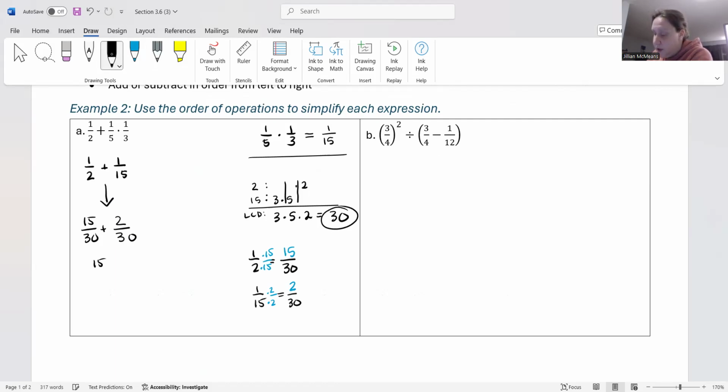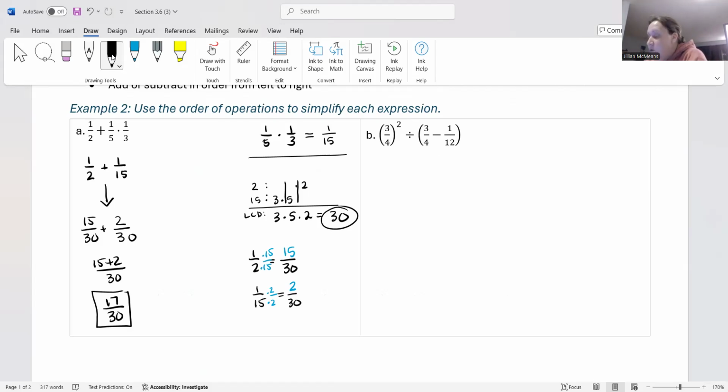So we're going to get (15 plus 2)/30, which is 17/30. 17 is prime. It is not a factor of 30, so we're done. Okay, so the order of operations luckily has not changed, but just know that when you're dealing with fractions, there's going to be a good bit more side work. So they're a little bit lengthier.